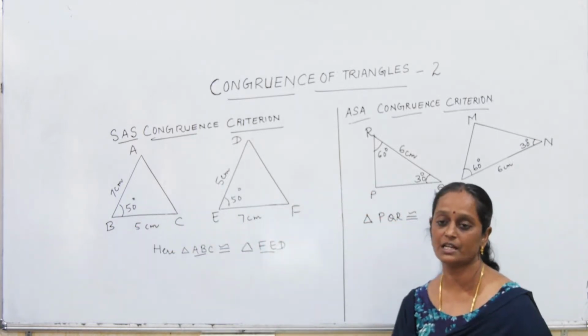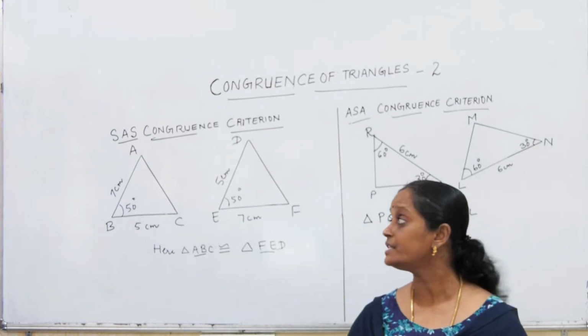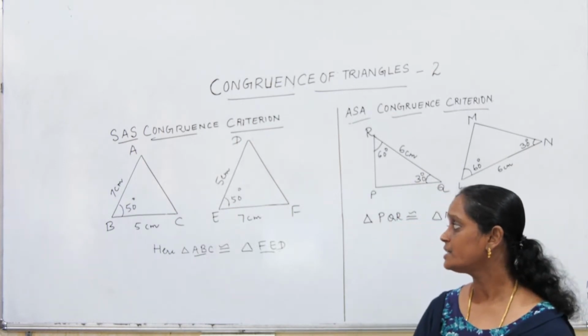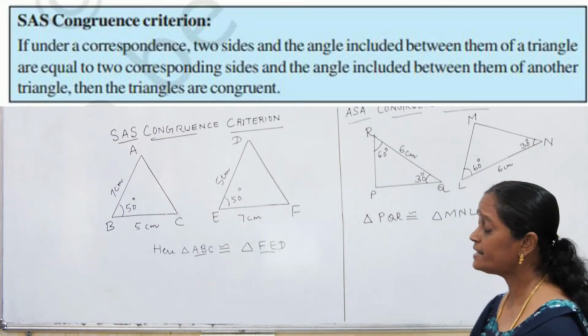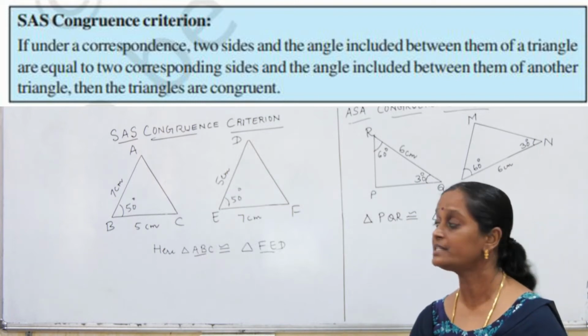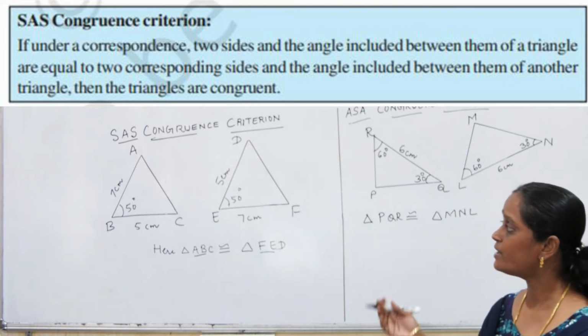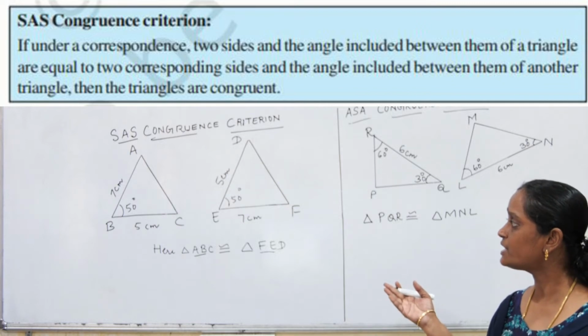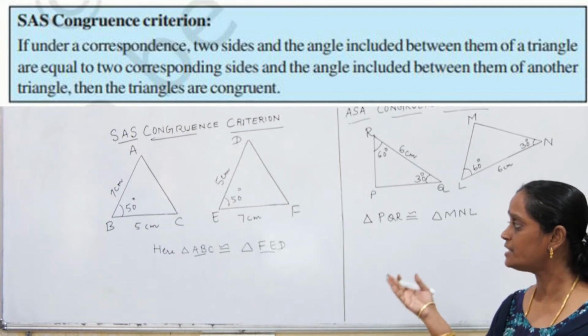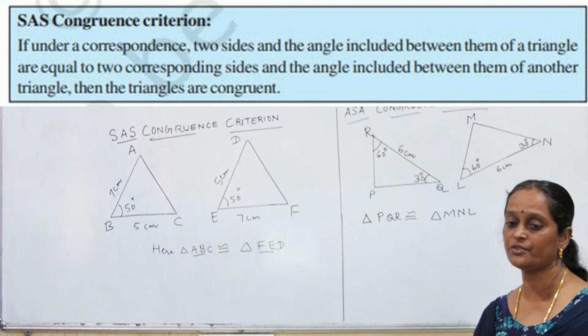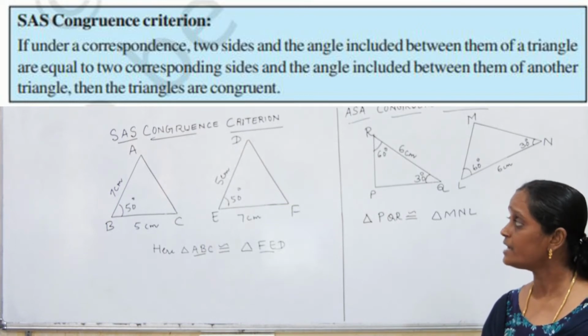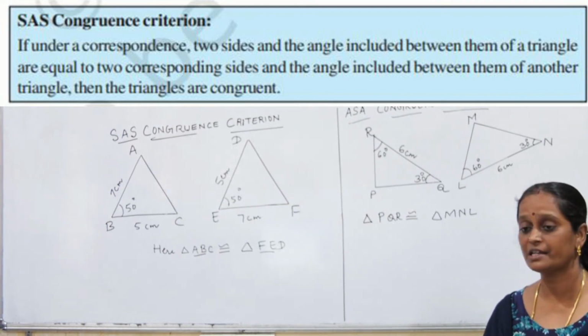So this one is another criteria for congruence of triangle, that is SAS congruence criteria. So under a given correspondence, if two sides and the included angle of one triangle are equal to the two sides and the included angle of another triangle, then the two triangles are congruent under the criteria SAS congruence criterion.